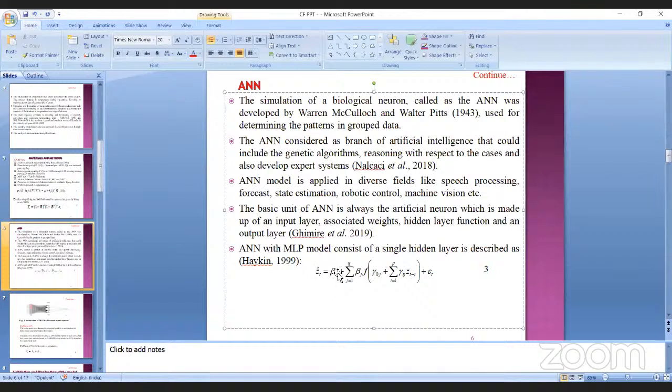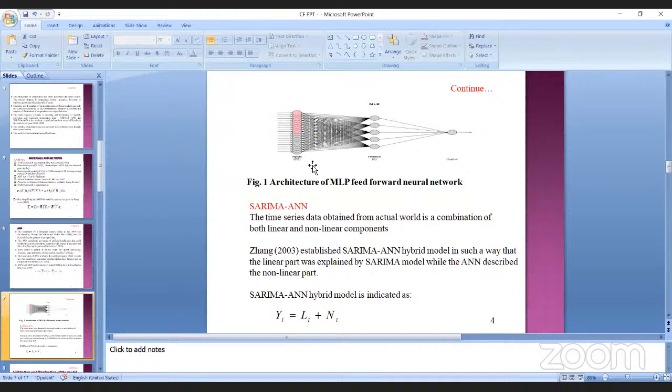So this is the equation for ANN with the MLP model, which I used in the study. Next is the architecture of MLP, where this is the input. Our data will be divided into inputs. This is the hidden layers, and after that, it will produce the output.